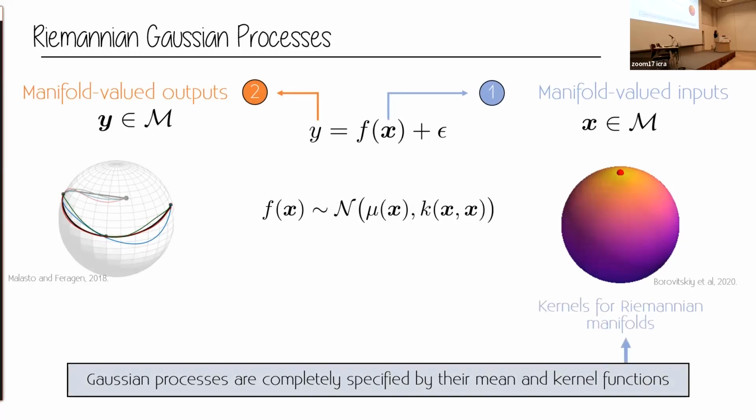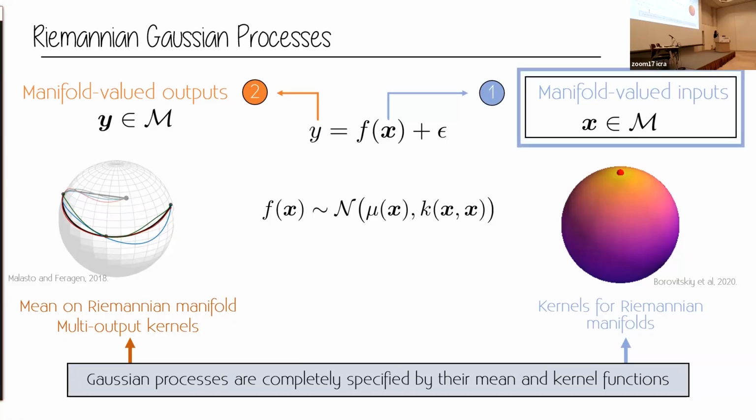So in the manifold valued input case, we design kernel for Riemannian manifolds, and in the manifold valued output case, we define a mean function on the manifold and multi-output kernel to be able to take into account the correlations between the different dimensions of your manifold, basically. So I'm going to focus on the first case because this is what we need for Bayesian optimization. But if you're interested in the second case, you can check the reference that is here.